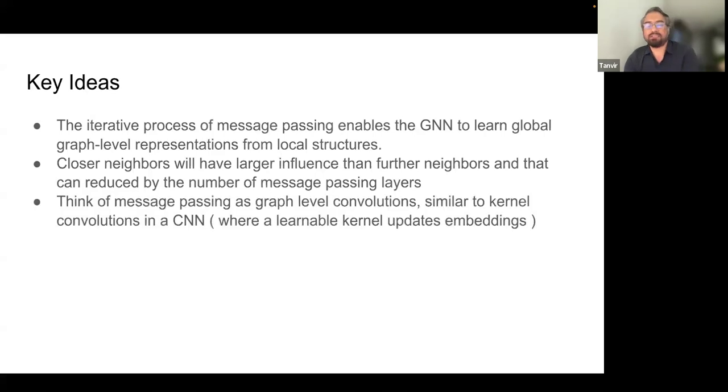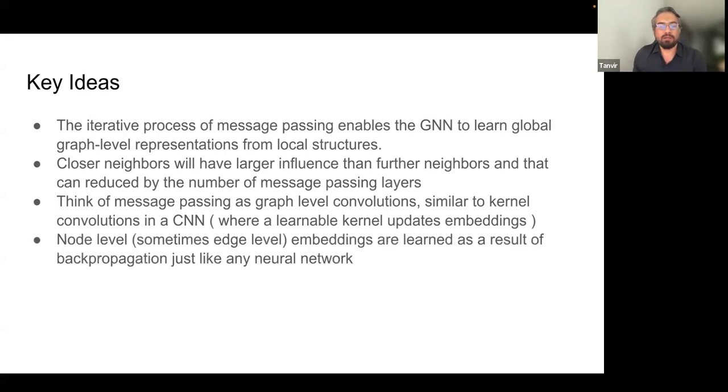So think of message passing as graph-level convolutions as well. If anybody has worked on CNNs deeply, they know that there are convolutions in a CNN where the kernel applies transformations on the image features and does some calculations. But message passing is a very similar operation, except that it's done on a graph level with nodes and edges. It can use similar operations as well, like maximizing, summation, or averaging. This is how a kernel updates its embeddings as well.